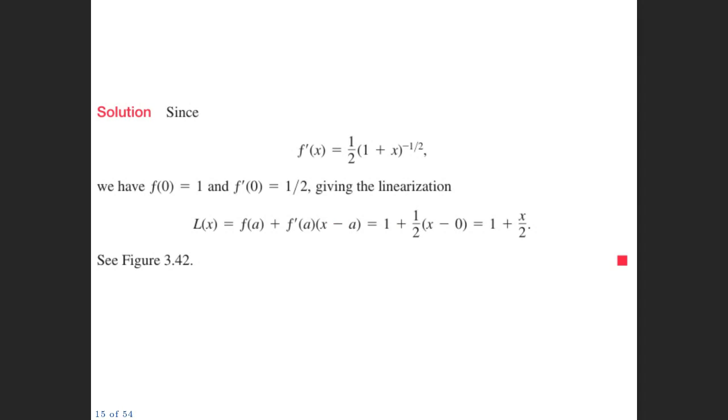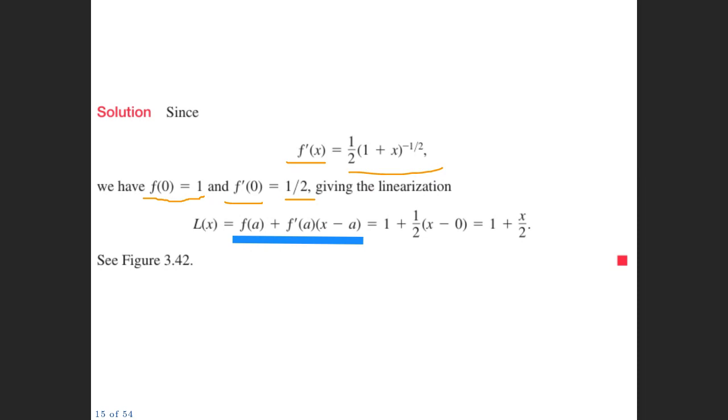So, first thing we do is we differentiate our function. We get a half 1 plus x to the power minus a half. And then we put in x equal to 0 to get a half here. We also want f at 0 because we're doing the approximation centered at 0, and f of 0 is equal to 1. So if a is equal to 0, the standard linear approximation f of a plus f prime at a, x minus a becomes 1 plus a half x minus 0, or just 1 plus x over 2.